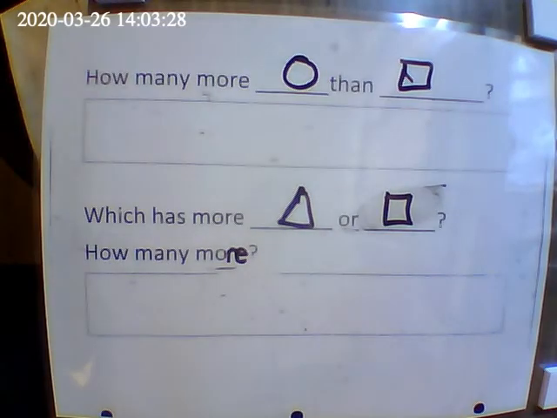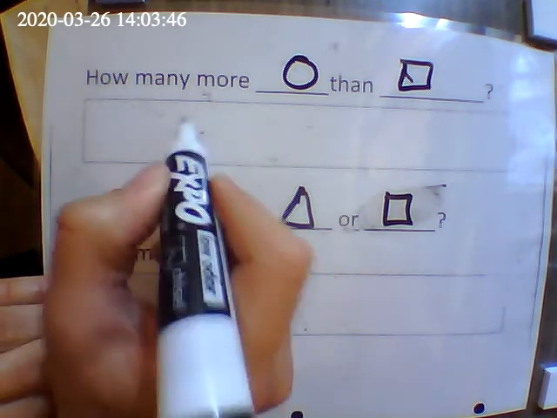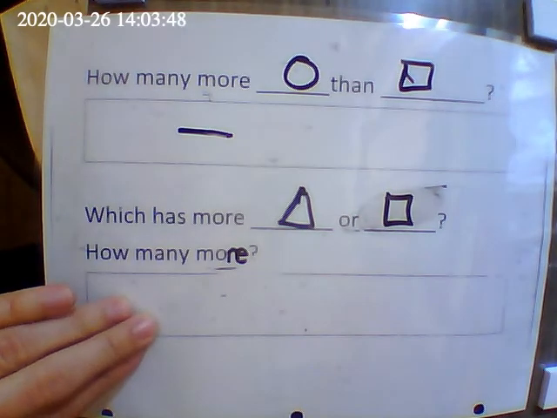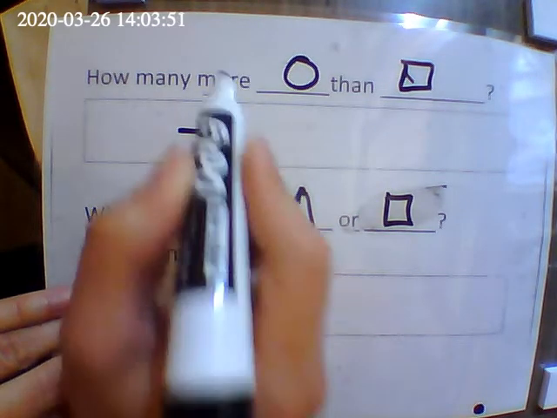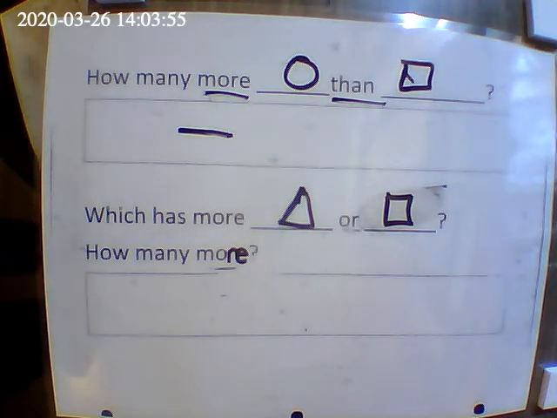So looking at our questions, we have how many more circles than squares? Before we begin, we always have to decide, are we adding or subtracting, and how do we know? So what are we doing here? Adding or subtracting? Adding, putting together, subtracting, taking away. So we are actually going to be subtracting. And which words are telling us that? More than. We are comparing to find the difference.